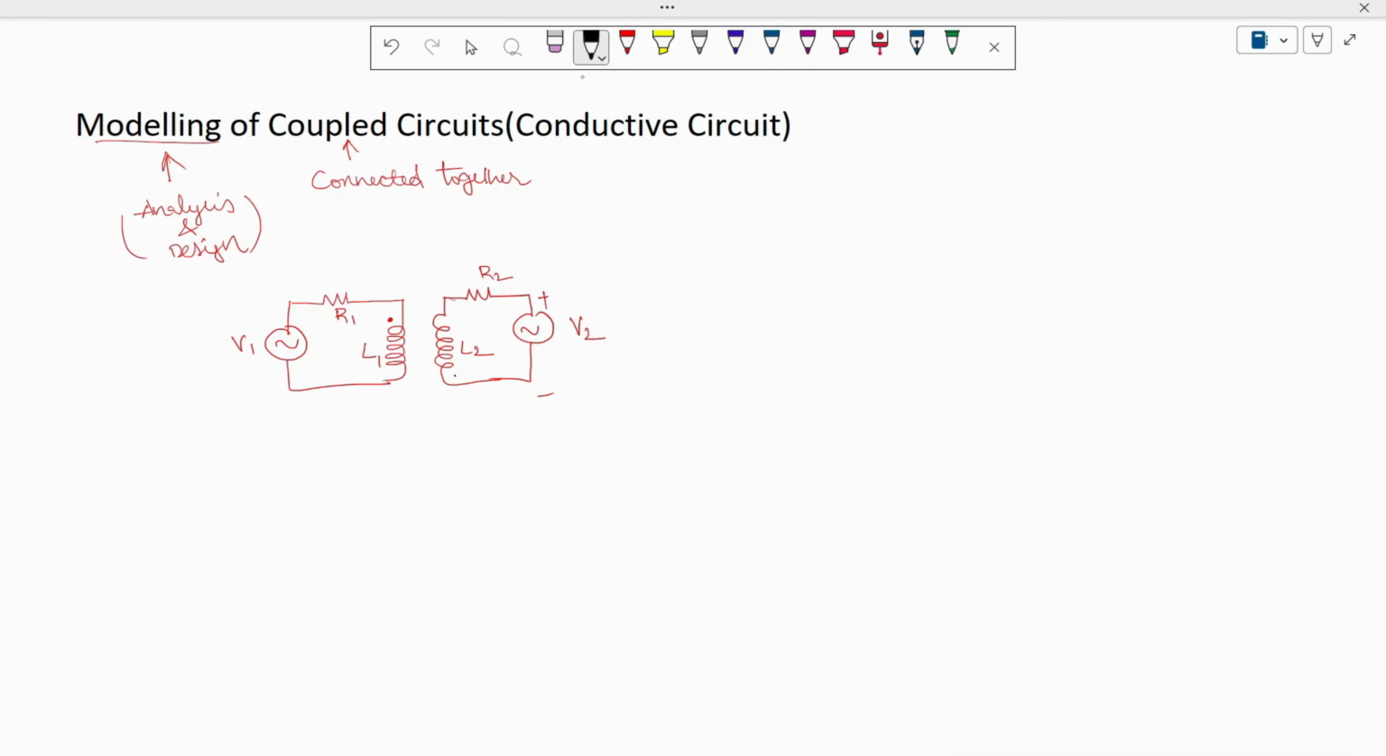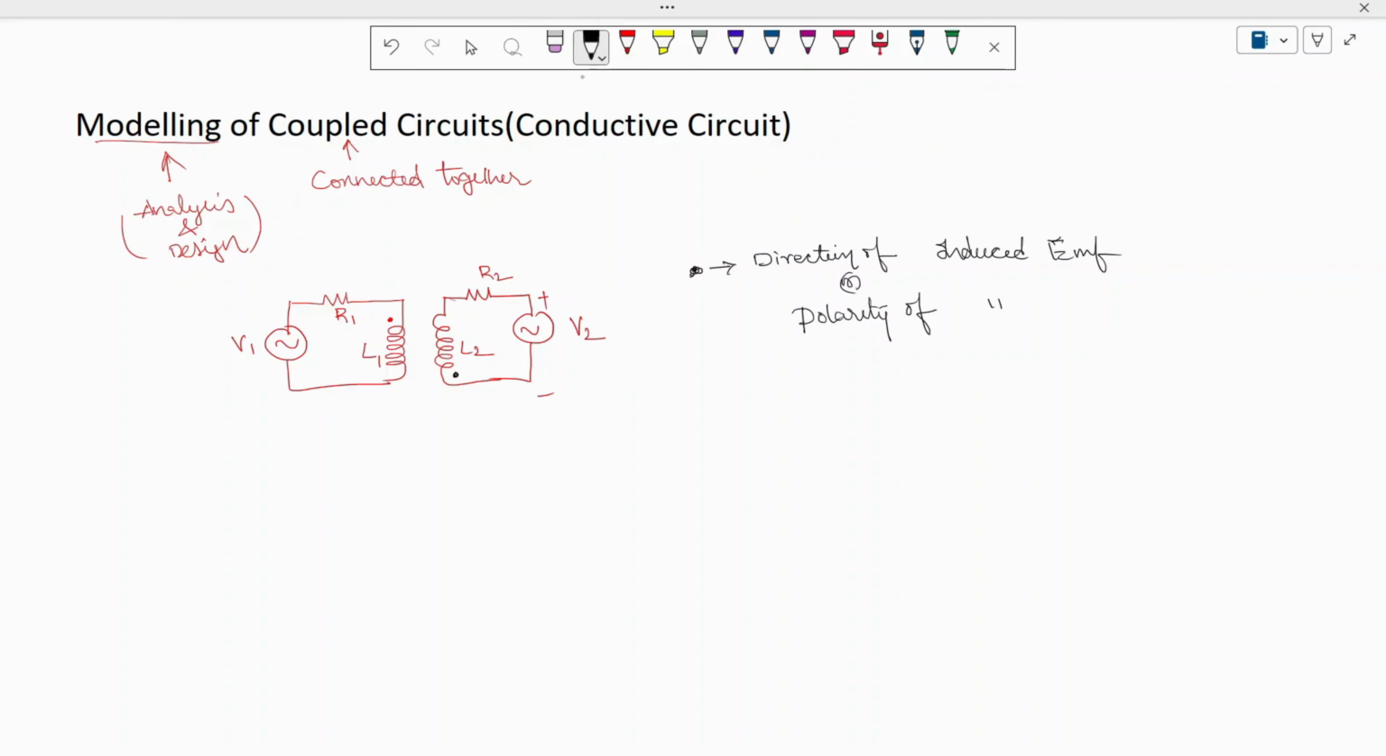we have a dot, which indicates the direction of induced EMF. What is the direction of induced EMF? It is given by the dot. This direction we generally call the polarity of induced EMF, which is given by a dot. So that's why a dot is given here at the starting and here.